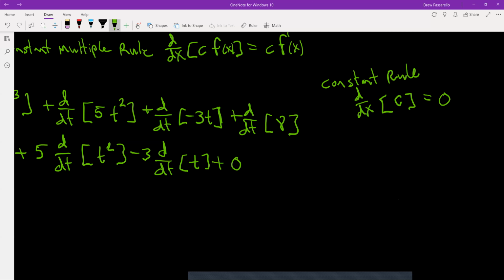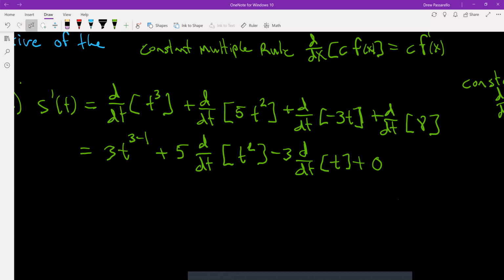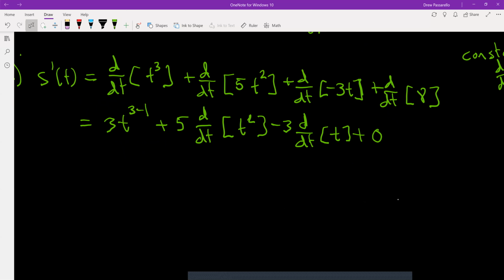All right, now I'll keep going. So this will be 3t squared, and now it'll be plus 5. And now I take the derivative of t squared. I'm using the power rule on that, and I usually put the result in parentheses. So I drop down the exponent, so it's 2 times t to the 2 minus 1.